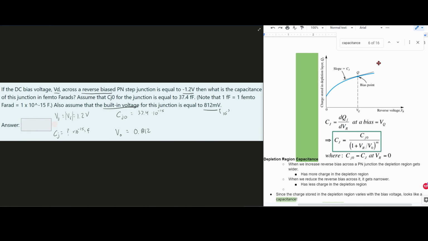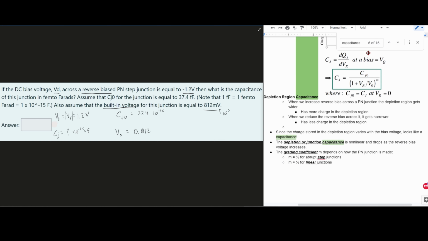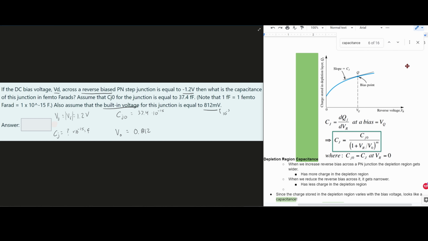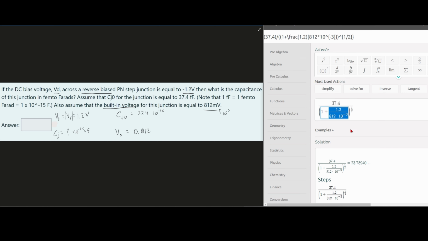Now, what is our M? Well, if we scroll down a little bit, M is equal to half for the abrupt step junction. We're not dealing with linear junctions. That would be a cross bias point, where it's more linear, I believe. But for here, what it's asking us for, we're going to use 1/2 as our M. So that's what we're plugging in right here.